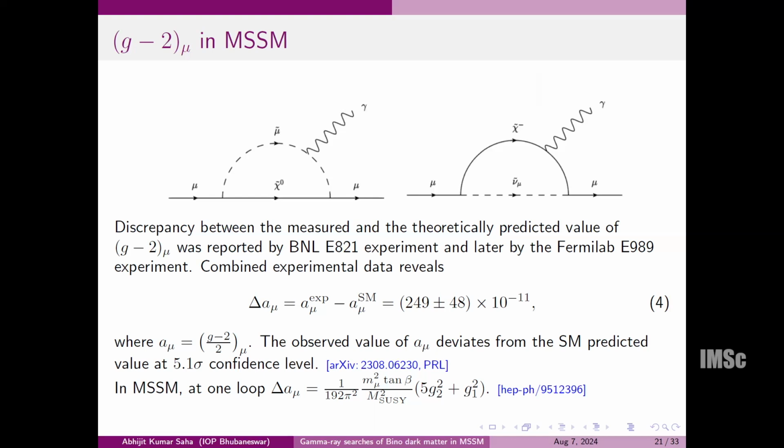In MSSM, at one loop, delta mu turns out to be this, which is proportional to tan beta as well as lepton mass squared, and mu1 mass squared divided by m SUSY squared, where we have considered all the SUSY particles having a common mass scale. So it tells you when tan beta is larger, you may have an enhancement to the value of delta mu, as well as when your SUSY scale is smaller.